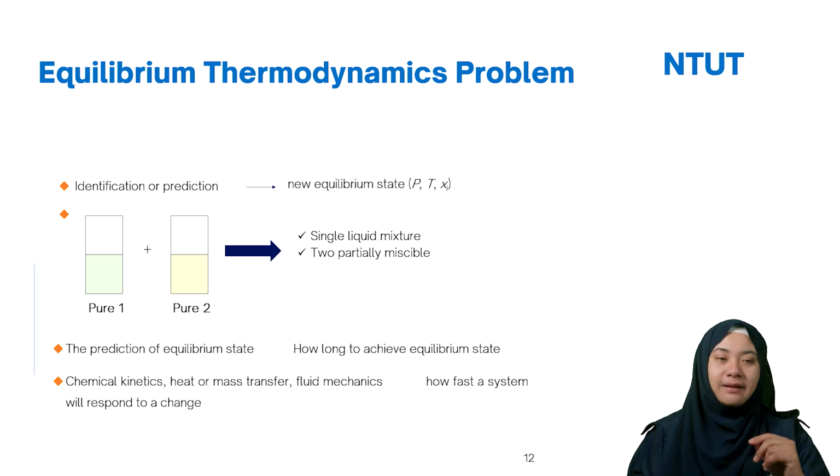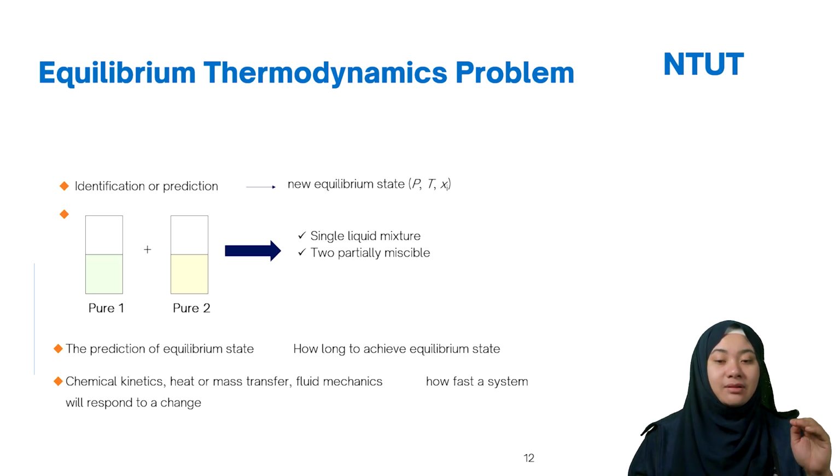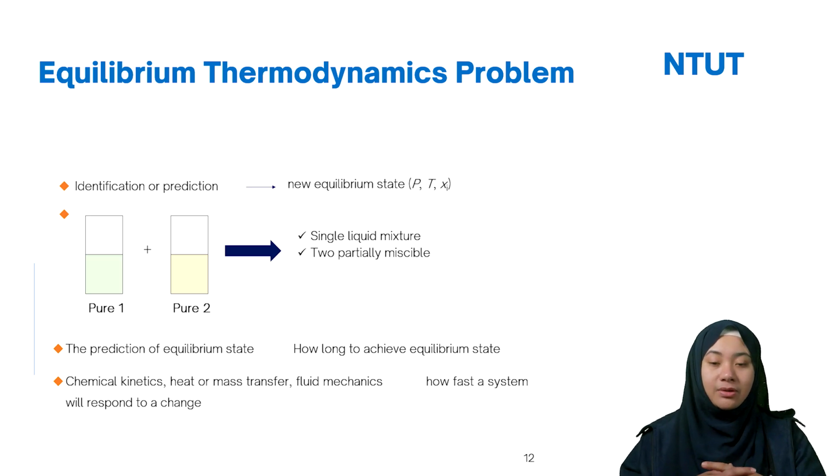For example, I have water and I have oil. When you mix, do they become one phase? No. They are two phases because the oil is not totally miscible. Miscible means it mixes with the water. But if you mix ethanol and water, they form a totally single liquid mixture because they are miscible compounds.